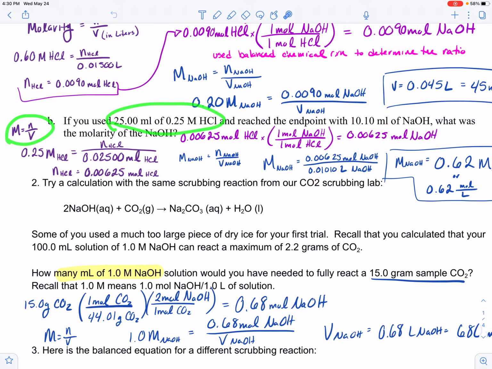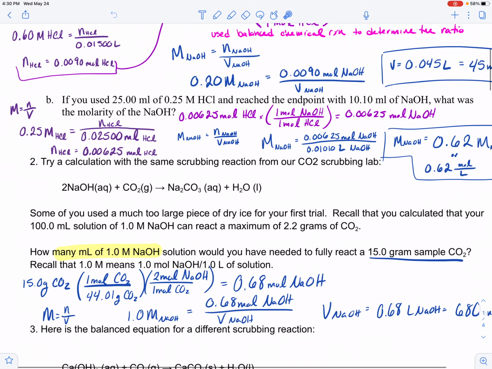Molarity, again, is moles per volume, or moles per liter. I know I'm working with a 0.25 molar hydrochloric acid solution. I know that I'm using 25 mL of it, which is the same as 0.02500 liters of hydrochloric acid. Then I solve for moles of HCl, and I get 0.00625 moles of HCl. Also, I did this key earlier today, so if your math comes out different, let me know. I'm pretty sure all my answers are correct.